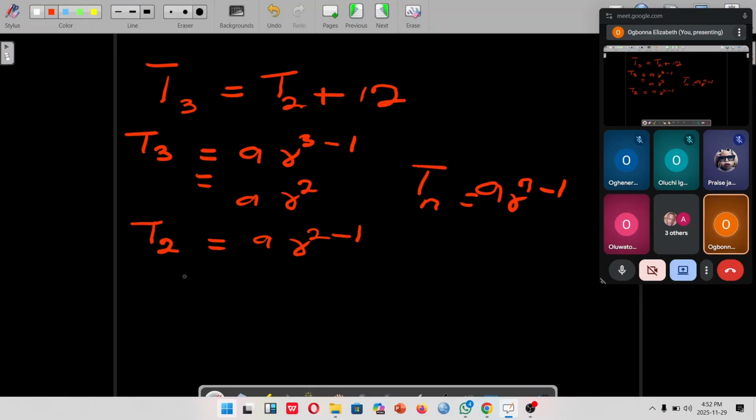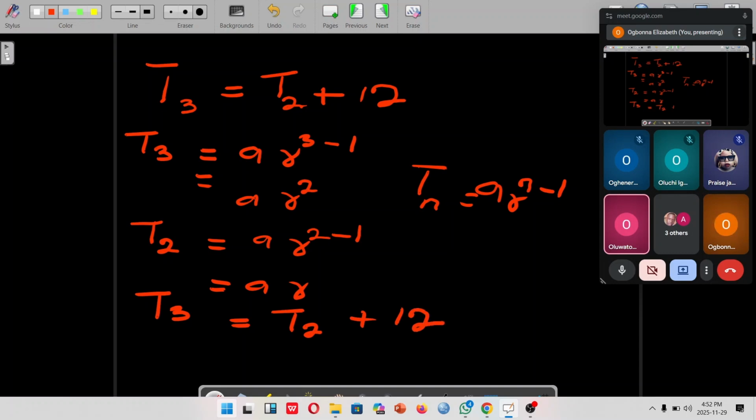So with this, what do I have here? I have A R. So substitute T3 and T2 in that statement that we're given. So what are we going to have? You have T3 equals to T2 plus 12, Abi? Then what is our T3? Our T3 is A R raised to power 2, plus 12.